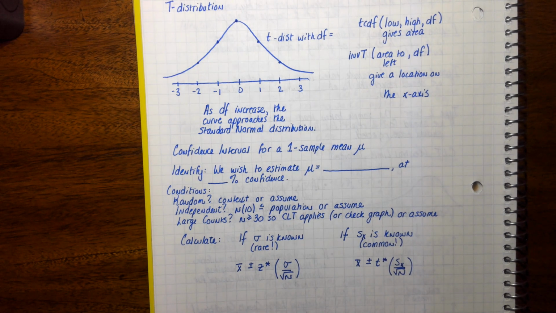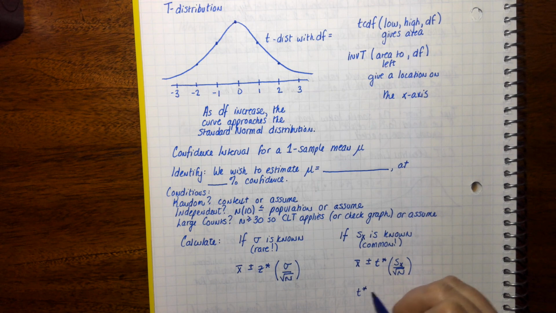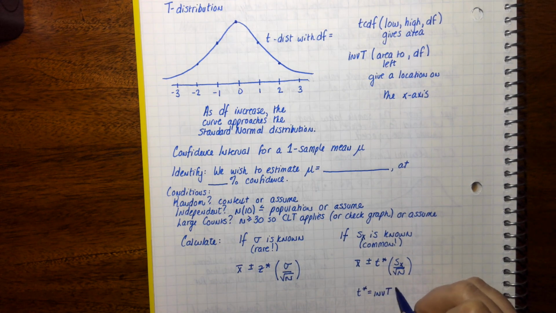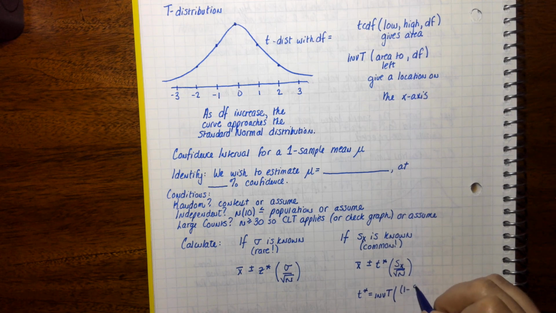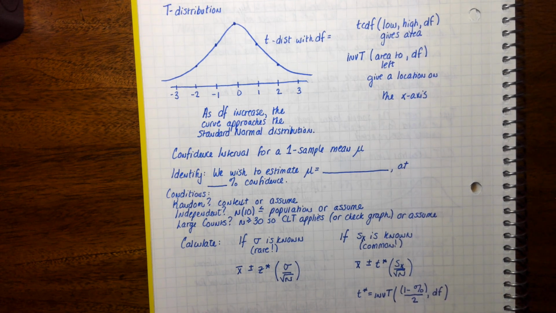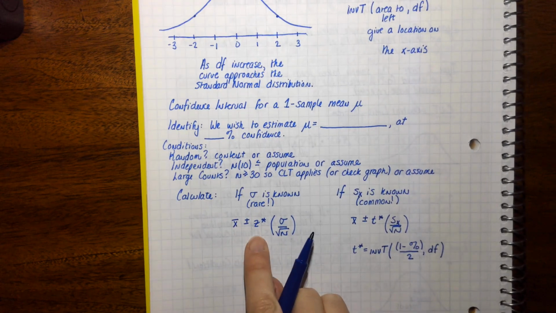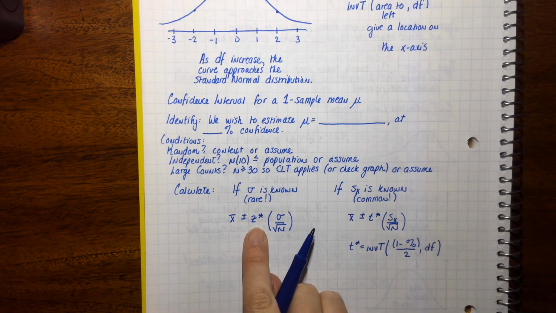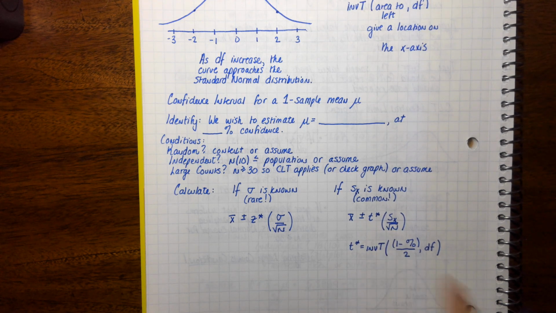Just a reminder, t star equals inverse t of 1 minus your percent confidence divided by 2, comma, degrees of freedom, just in case you need that. The z version is very rare in these problems. Most of the time you're going to have a sample standard deviation, so this is what you'll use.